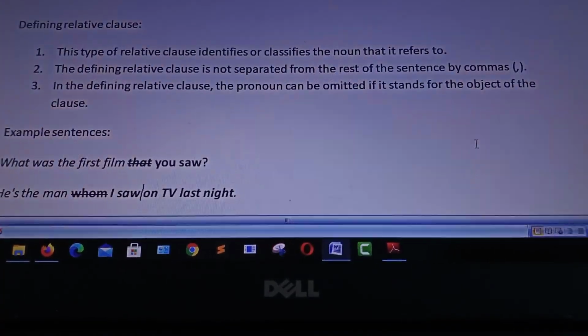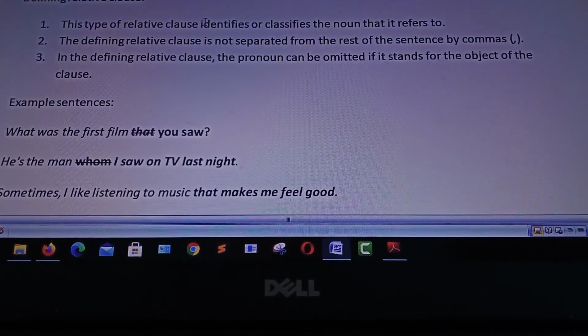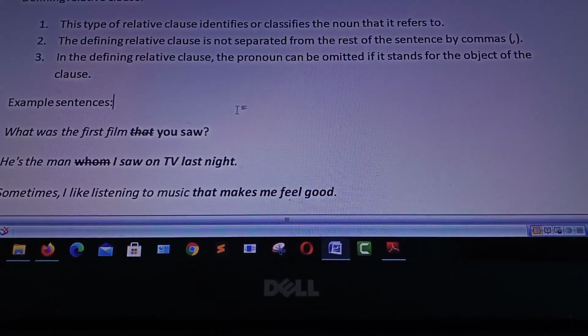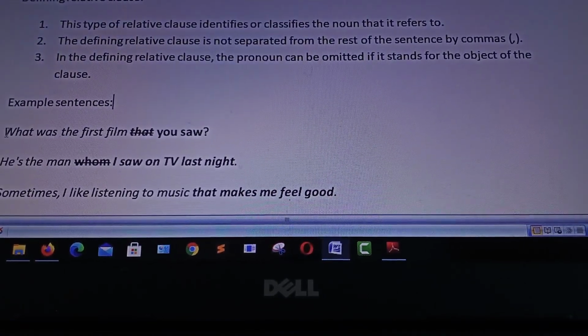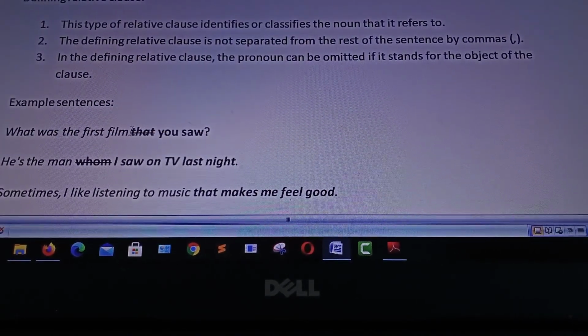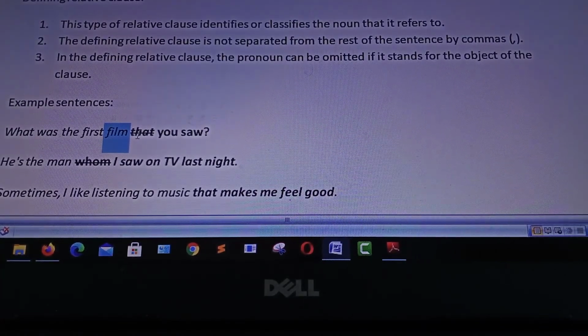So what about defining and non-defining? See the defining first. Defining relative clauses are used to identify or classify the noun that they refer to. The second one is that we do not use a comma with a defining relative clause. And the third one is that if the relative pronoun is an object, we can remove it in the case of a defining relative clause. Just take a look at this example. What was the first film that you saw? That you saw here is a relative clause modifying the previous noun film. Here it is just identifying the previous noun.